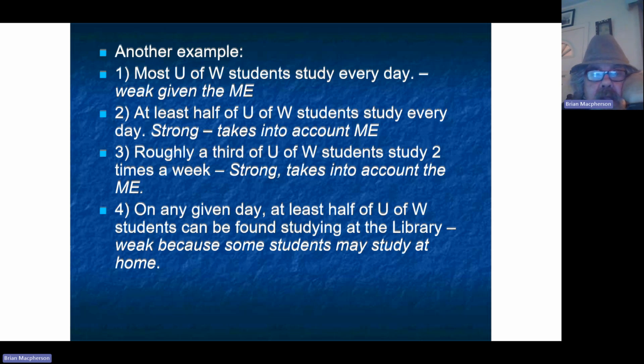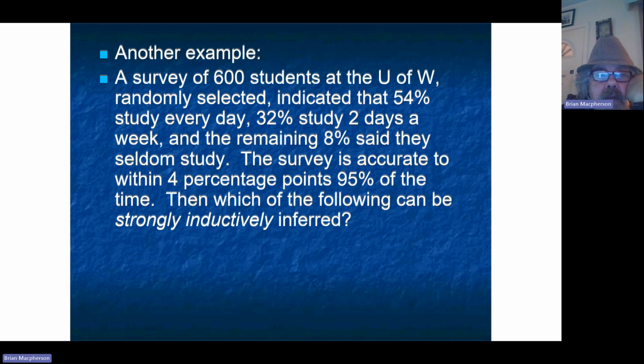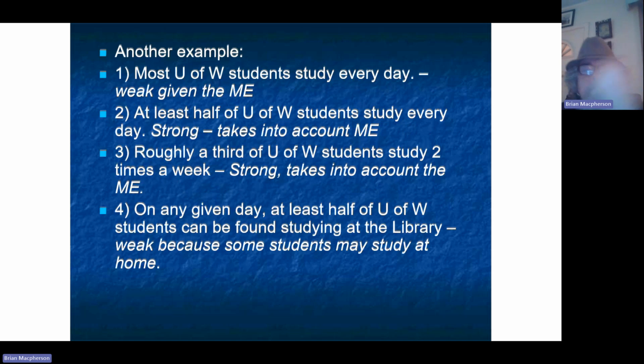Number 2, at least half of U of W students study every day. That is strong, because the margin of error is plus or minus 4%. So that means even if only 50% study every day, that's still half, right? So number 2 can be strongly inductively inferred. It takes into account the margin of error. I can say with a strong degree of inference that at least half of U of W students study every day.